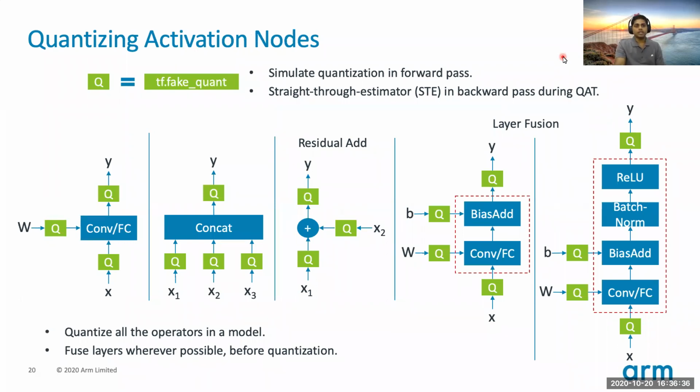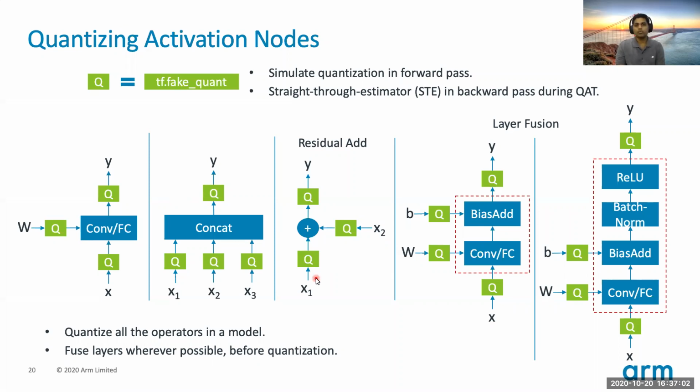Quantization basically is realized by inserting quantization nodes, which are fake quantization nodes or simulated quantization nodes, at the inputs and outputs of all the operators. Some examples are shown here. So you have a convolution or a concat or residual add, and at all the inputs and outputs, a quantization node or a fake quant node is inserted.